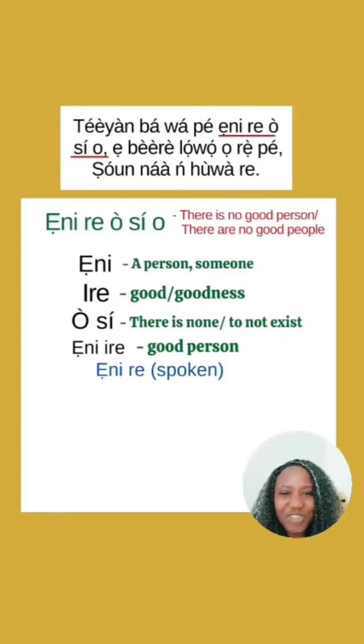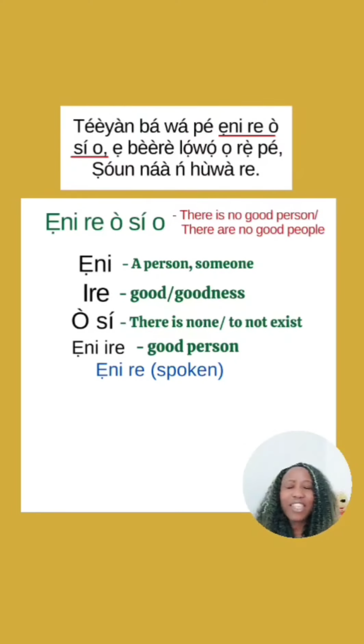Yes, we will get there. You can say kò sí enire, and you're saying that there are no good people. Kò sí enire. All right, that is correct. Well done. So enire ò sí o. Now, what I'm saying about the accents: enire ò sí o is more like a dialect on its own.